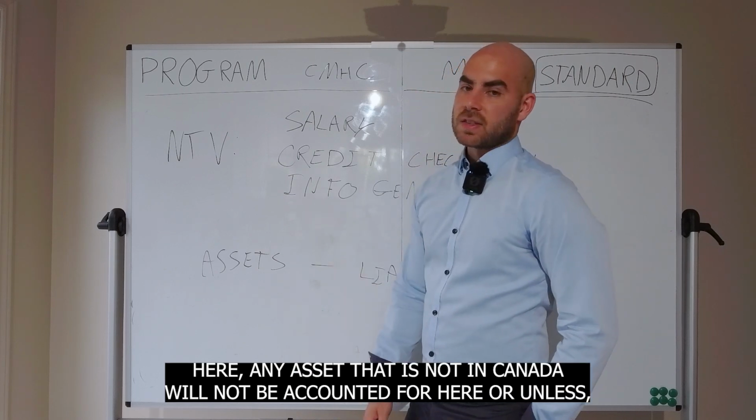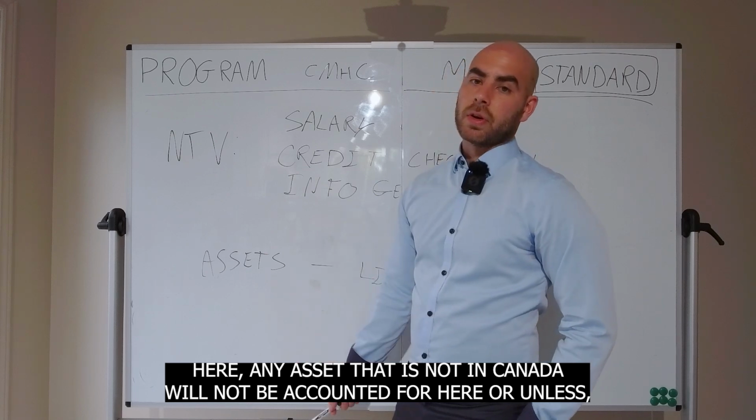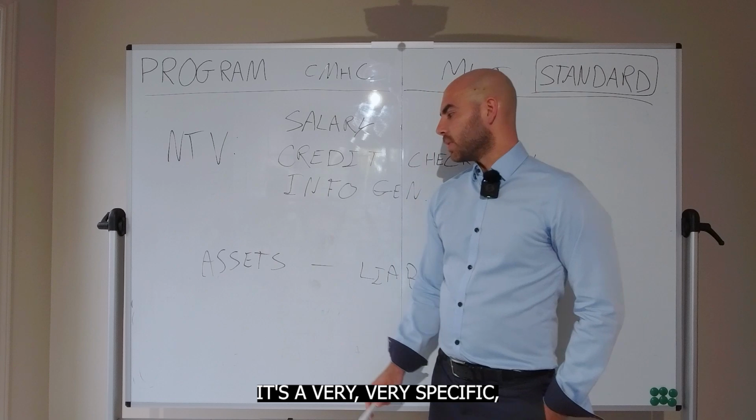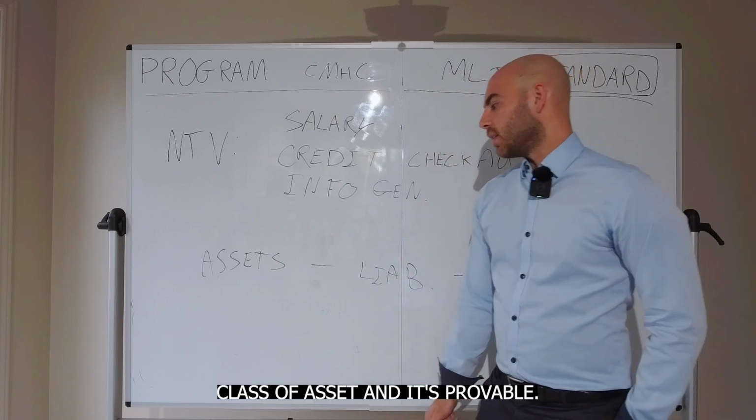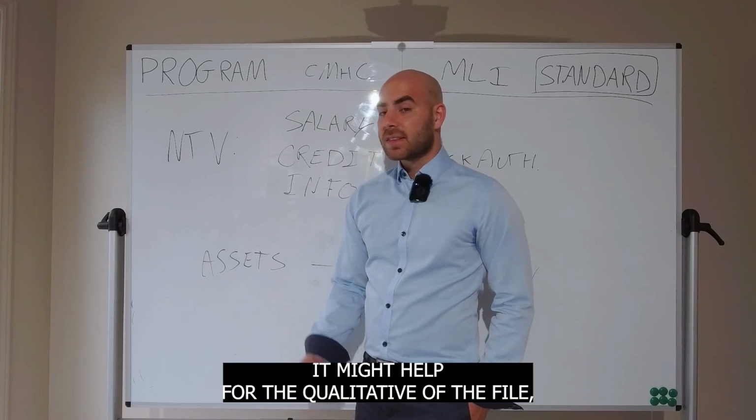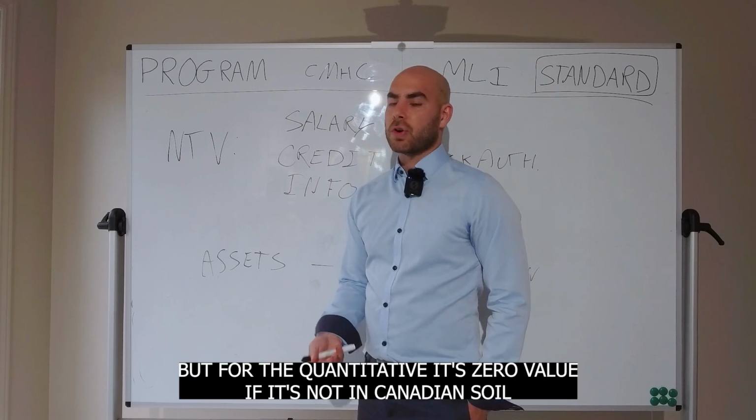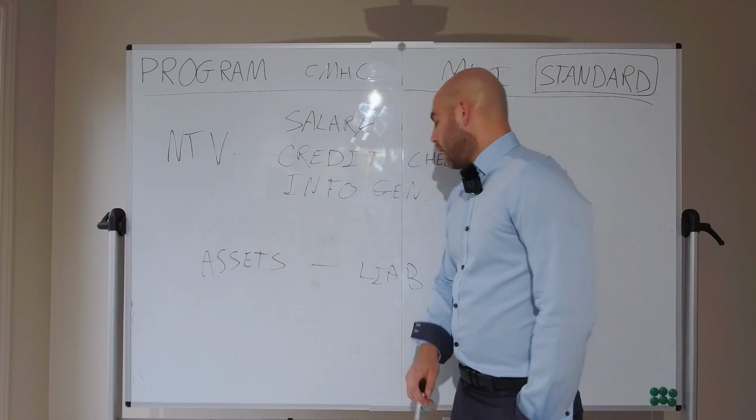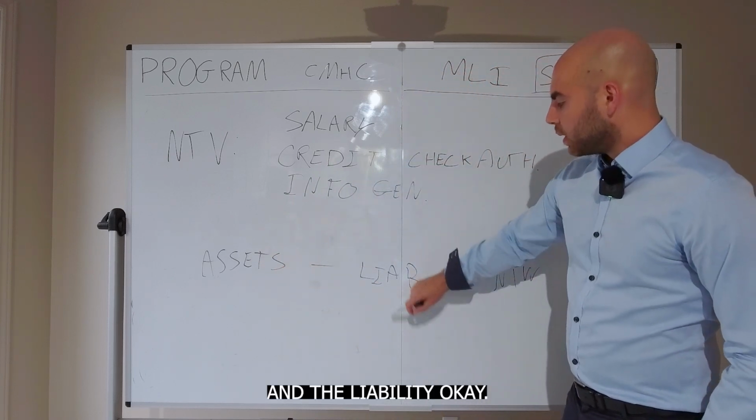Any asset that is not in Canada will not be accounted for here, unless it's a very, very specific class of asset and it's provable. It might help for the qualitative of the file, but for the quantitative, it's zero value if it's not on Canadian soil. And the liability, okay?